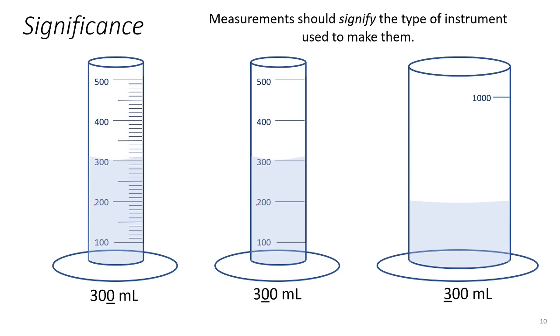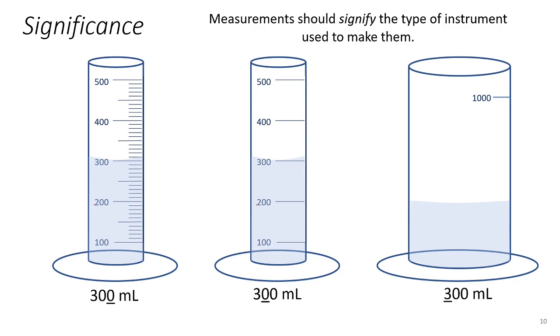We'll talk more about significant digits in other places, but since these are dependent on measurements, I want to introduce them here. Measurements should signify the type of instrument used to make them. Hopefully you now understand this based on the length and volume measurements we've made so far. But let's look at a special case.